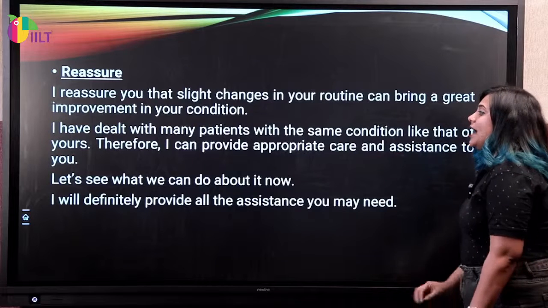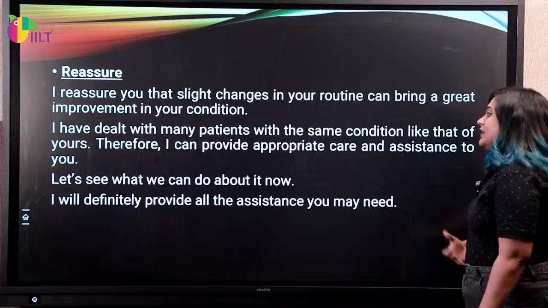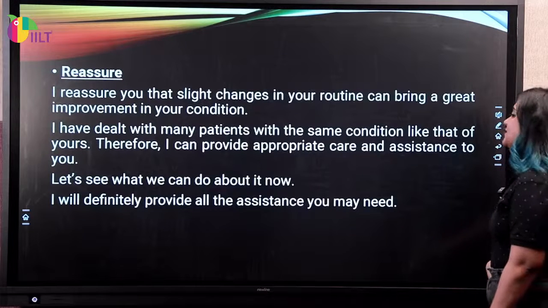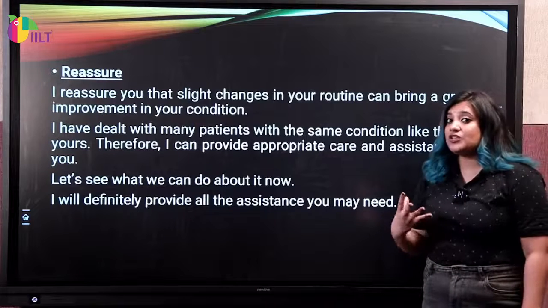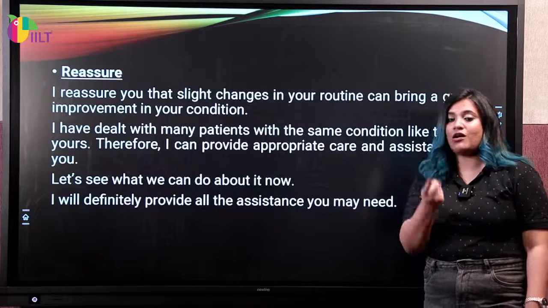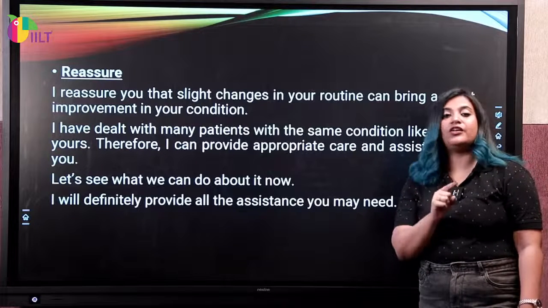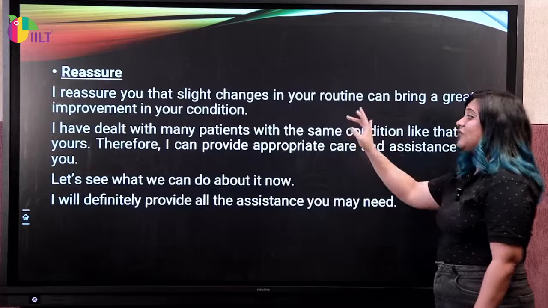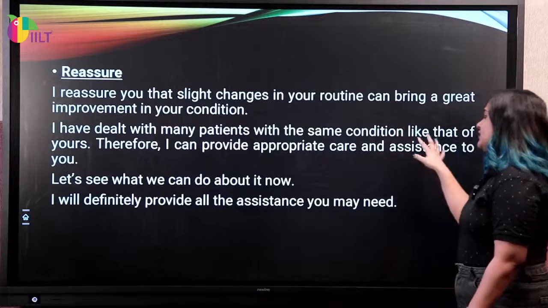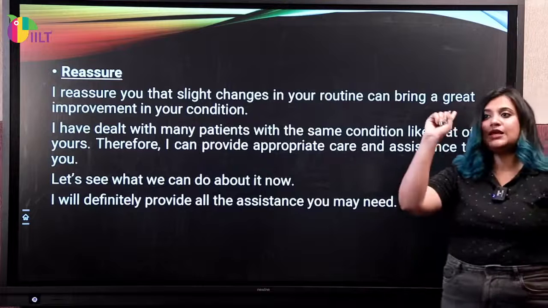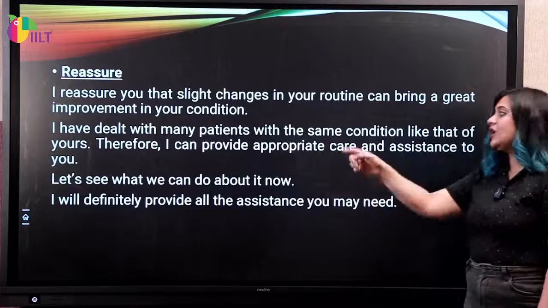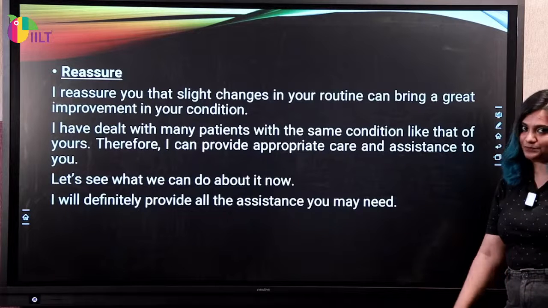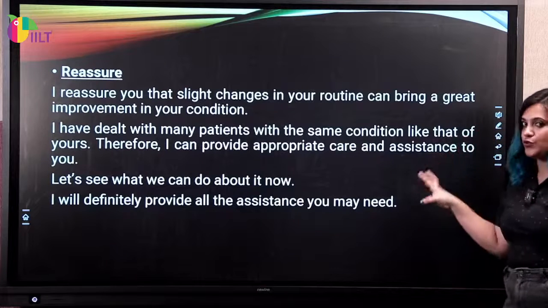Let's look at the next one. I have dealt with many patients with the same condition like that of yours, therefore I can provide appropriate care and assistance to you. We are reassuring the patient that the patient is in safe hands, that you are good enough to look after the patient. You have selected the right words here by saying that you have dealt with many patients with the same condition like that of yours, which means I've seen many patients like you. Therefore, I can provide appropriate care and assistance to you. That is the right choice of words.